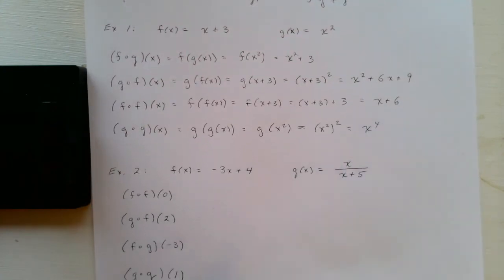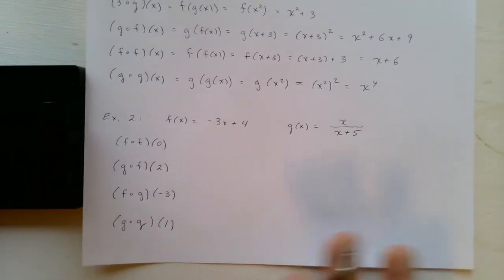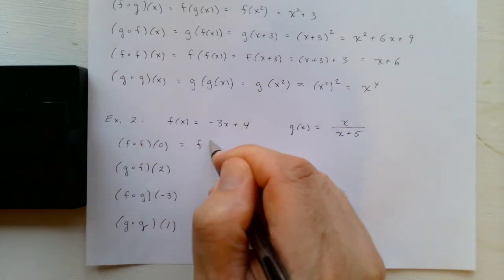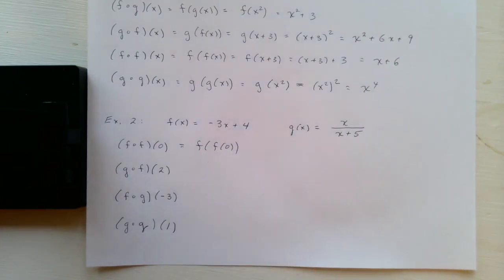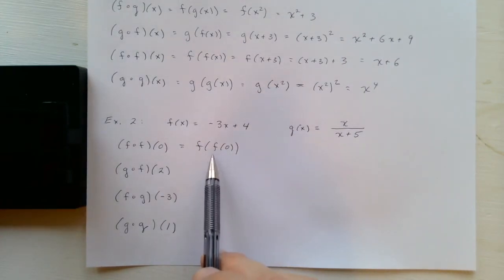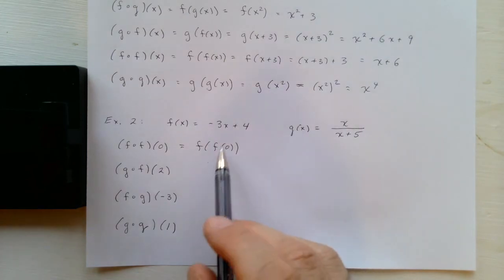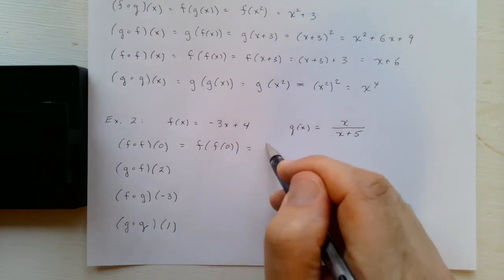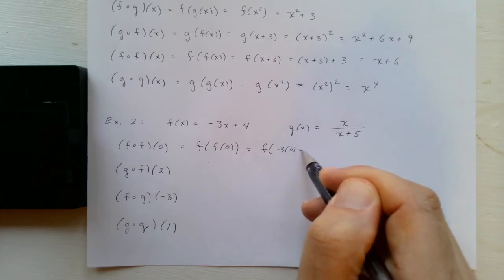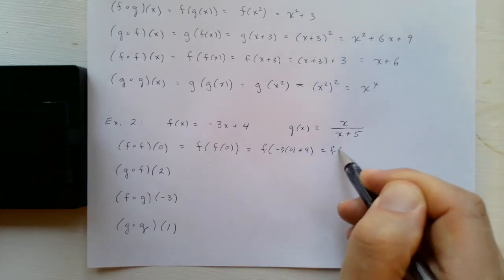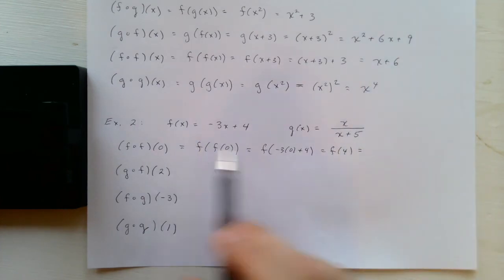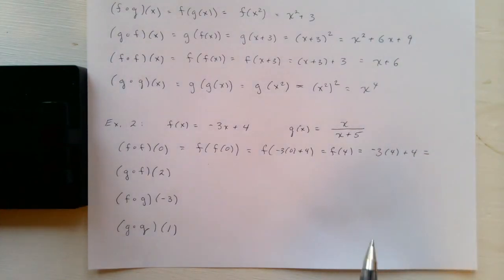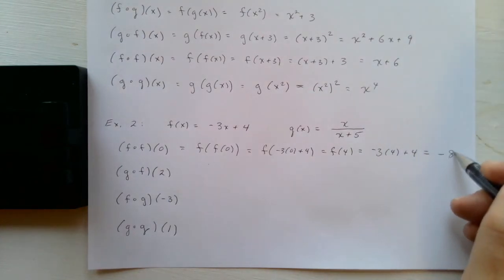We can also evaluate the compositions at special numbers as well. F circle f of 0, this is f of f of 0. And again, the best way to do this is to start from the inside out and work your way out. So f of 0, we plug 0 in, this is f of negative 3 times 0 plus 4, which is f of 4. And then f of 4 is negative 3 times 4 plus 4. This is negative 12 plus 4, so that's negative 8.